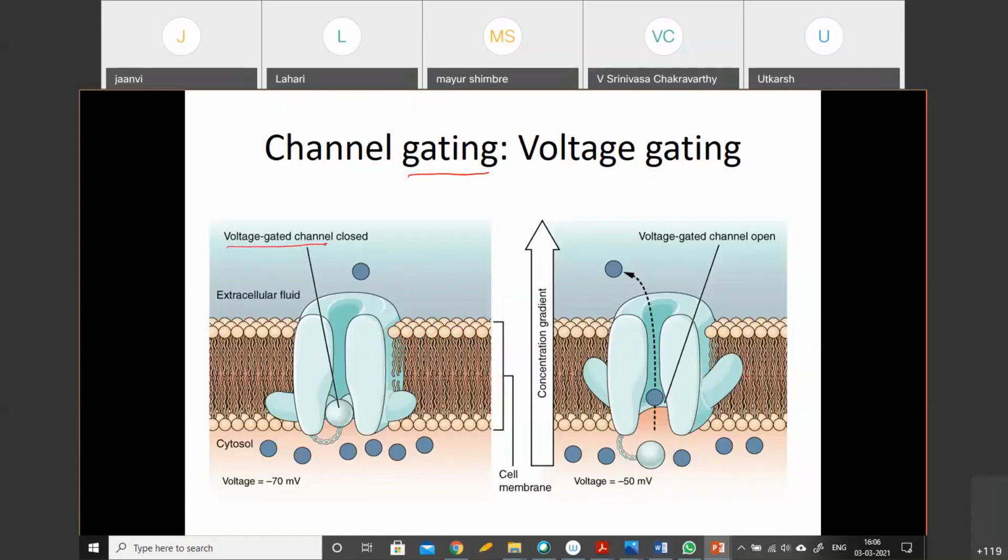Not all channels have this property. Only some channels have this property, and such channels are called voltage gated channels. That kind of gating process is called voltage gating. In this case, you see how when you change the voltage of a given channel, it becomes open. Initially, it was closed, and on the right side, you see it's open.